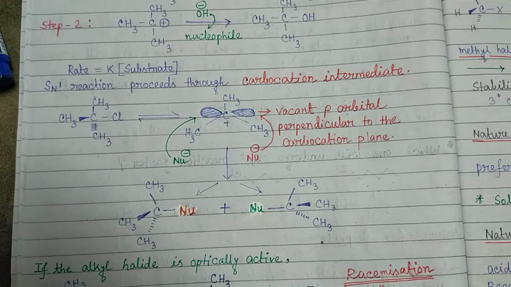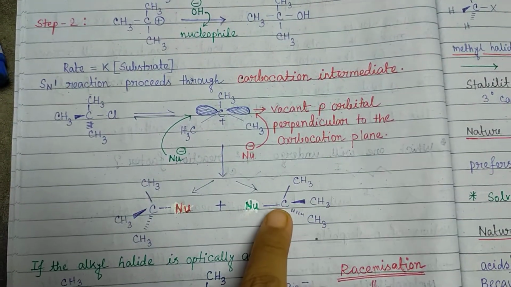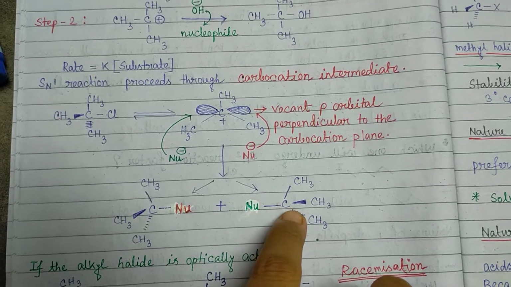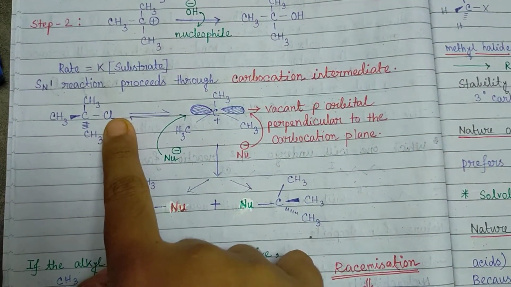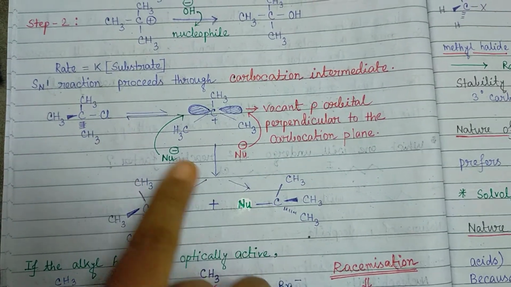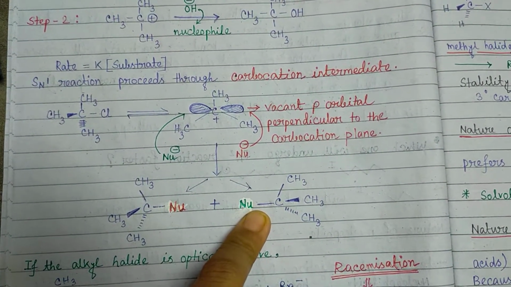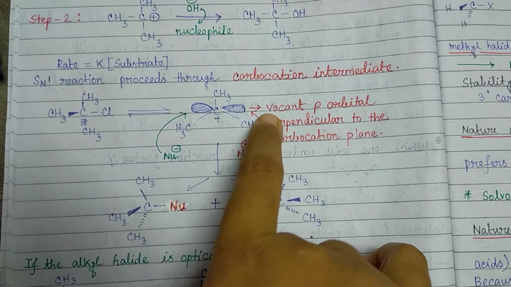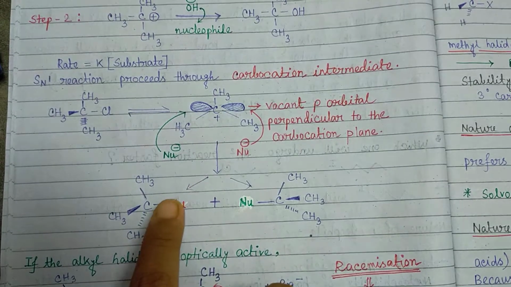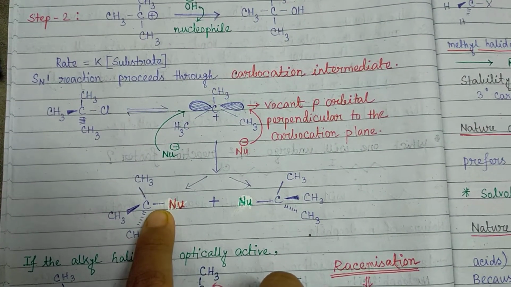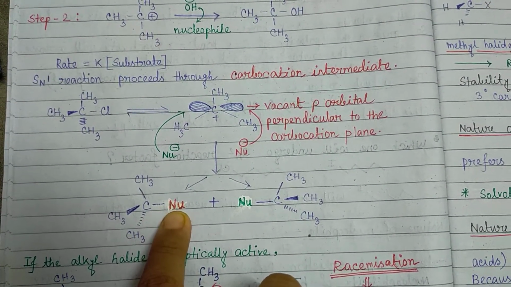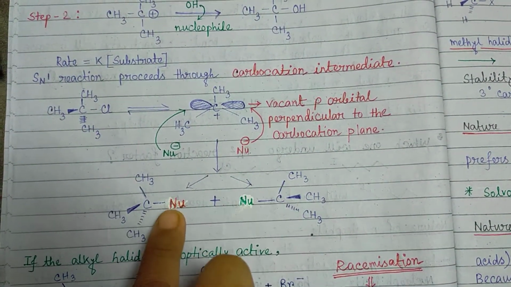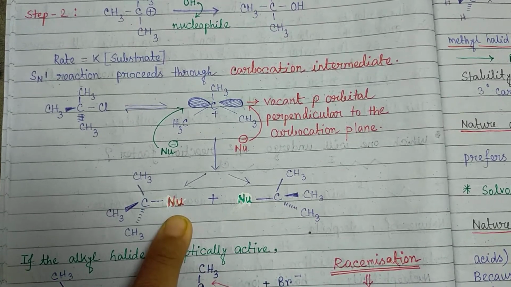forming the bond with the nucleophile, and we can have the product like this one, where the nucleophile is coming to the opposite side of the leaving group. So we can see the leaving group was here and the nucleophile is coming on the back side. On the other hand, when the nucleophile attacks from the same side as the leaving group, we can have the product like this one, where the nucleophile is on the same side of the leaving group. So in the SN1 reaction, both product formations can happen.